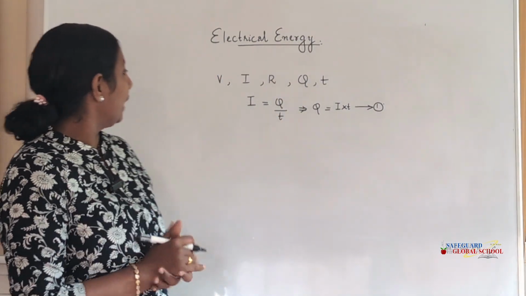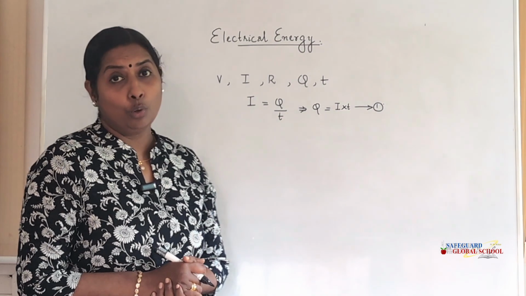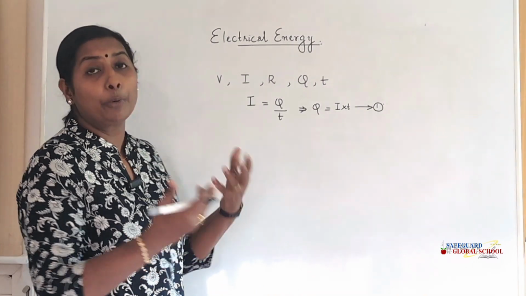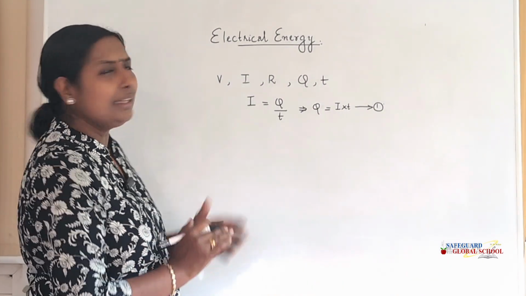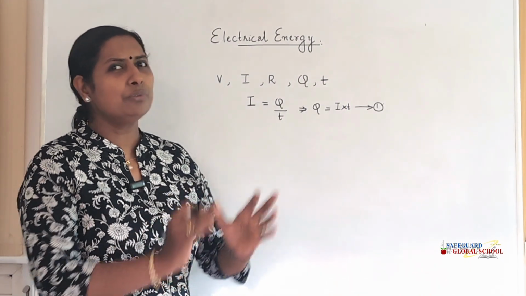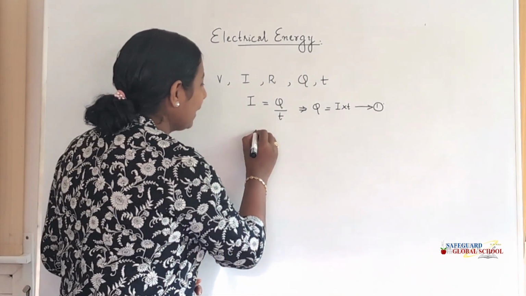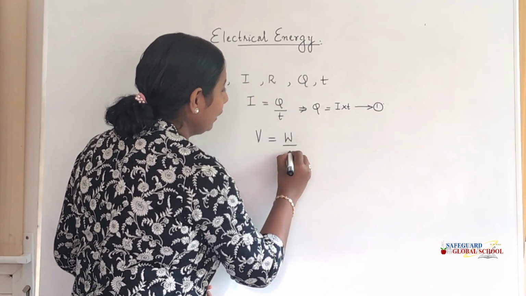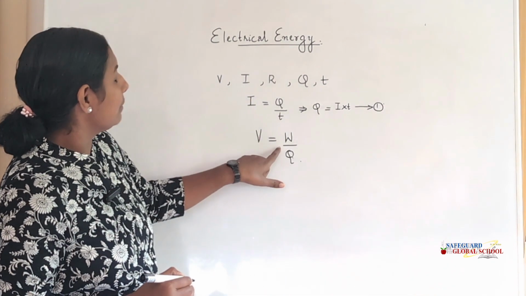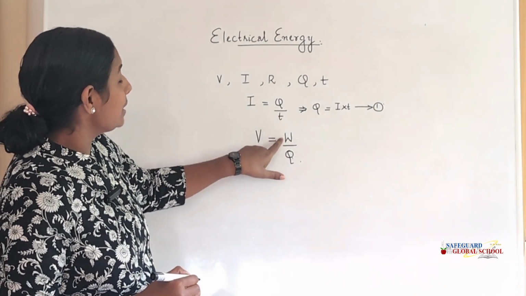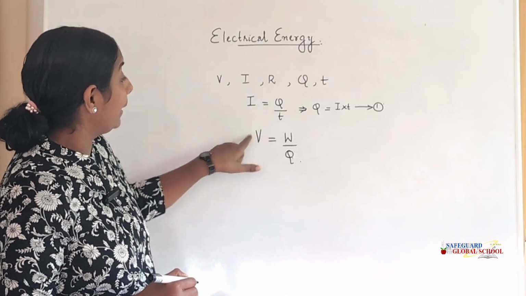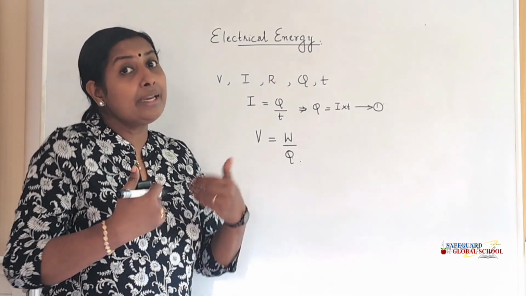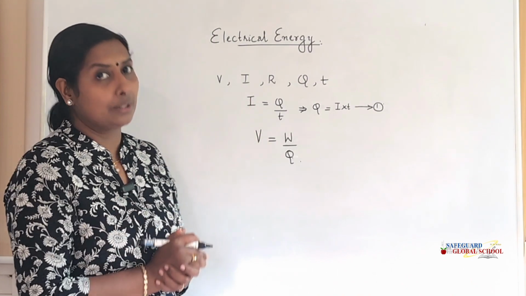We know that a potential difference is there across the resistor, or a battery is there with a potential difference of V, and it must do some work to drive these charges. So can we write that this potential difference V is equal to W by Q? So children, W by Q. So this W is the work done by the battery, or it is the electrical energy expended by the current to flow through the circuit.